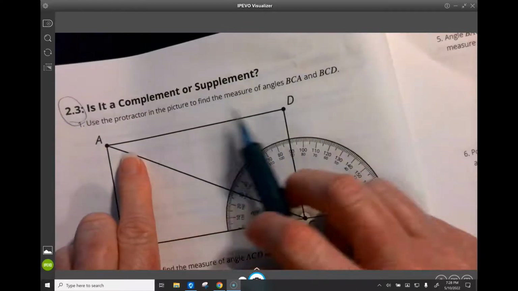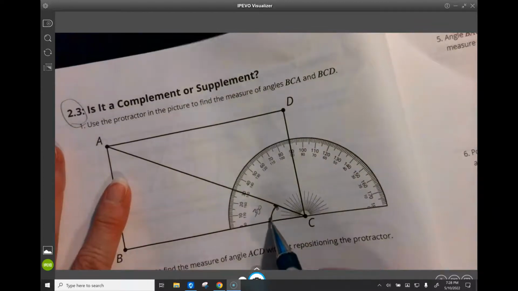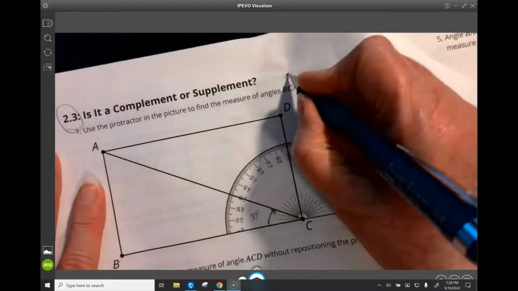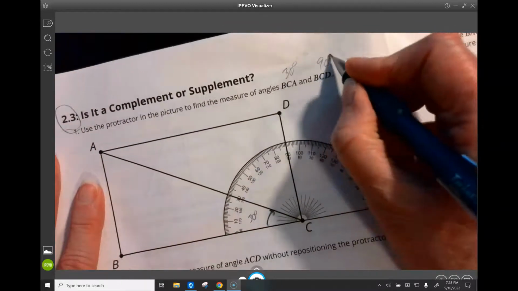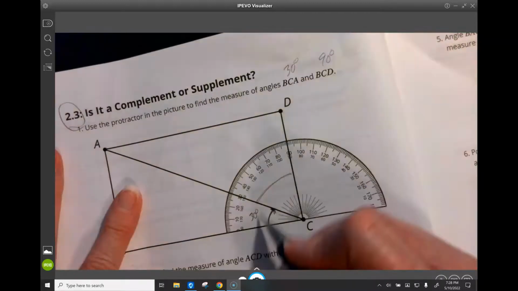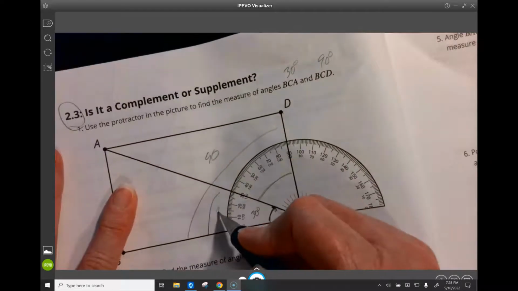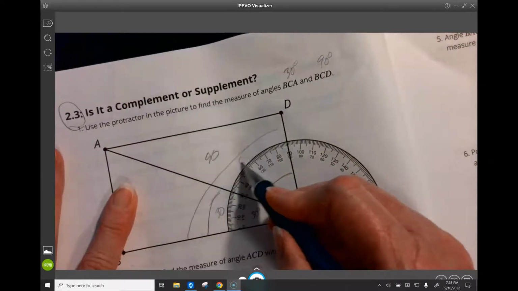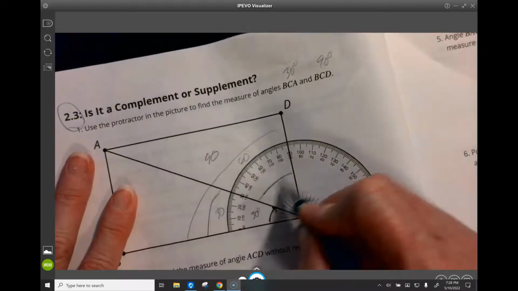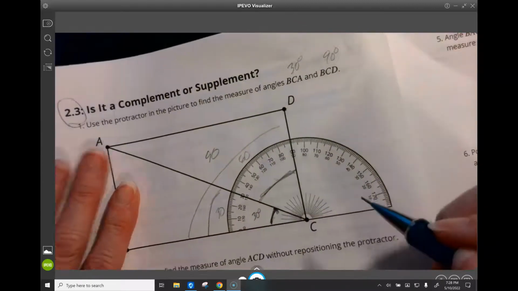Okay, wait a second. Use a protractor. Find the measure of angle BCA. That's 30 degrees. And angle BCD is 90. So this is 30 degrees. This is 90 degrees. Well, what do you think this is going to be? Right, because we know that this whole thing is 90. We know this is 30. So wouldn't we have to have this be 60? Doesn't that just make sense? So these two angles, this one right here and this 30-degree angle, those are complementary angles.